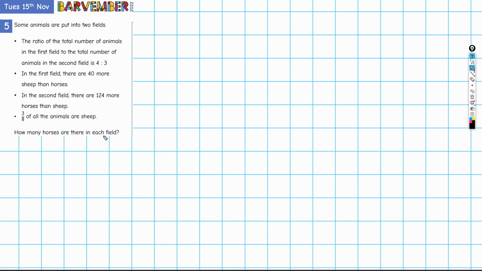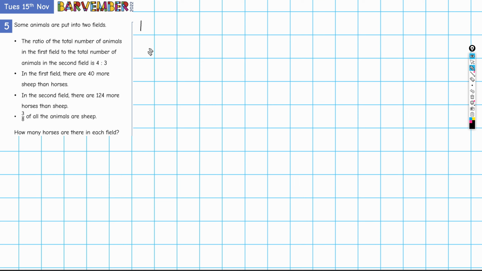Now, not going to lie, this is a very challenging question. And the only thing really that you can do when faced with a question like this is to just start drawing out and modeling the information that you're given. So we're going to start here that the ratio of the total number of animals in the first field to the total number of animals in the second field is 4:3.